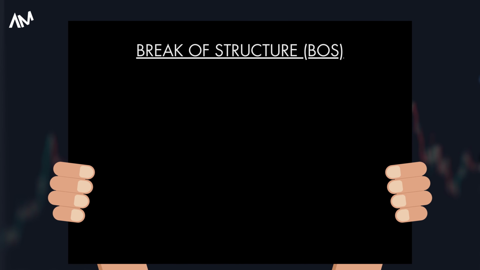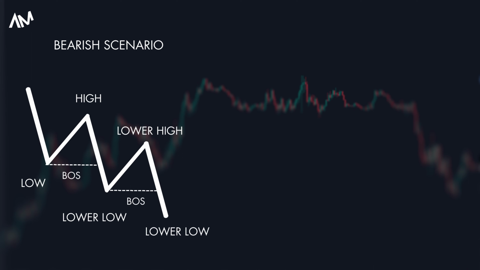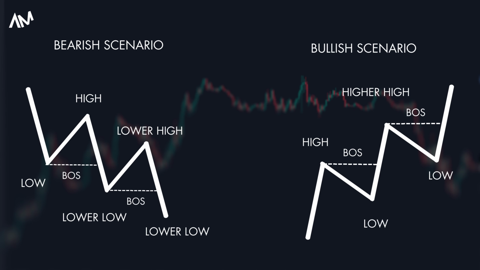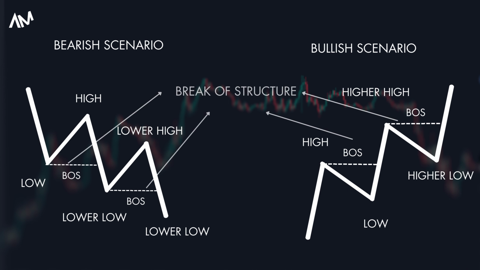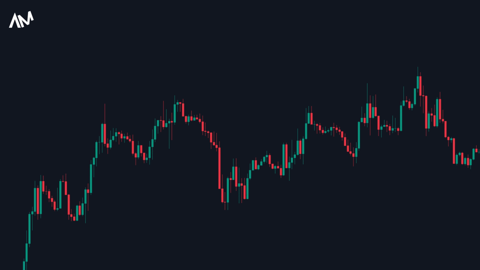Moving on to the next principle, we have the break of structure or BOS. BOS occurs when the price breaks a previous high or low, creating a new level of support or resistance. This pattern typically forms in the direction of the trend and can create continuation patterns, allowing traders to join the trend. In a bearish scenario, BOS forms when the price breaks a previous low. Conversely, in a bullish scenario, BOS forms when the price breaks the previous high. By identifying BOS, traders can gain valuable insights into the market and make better trades based on the direction of the trend.